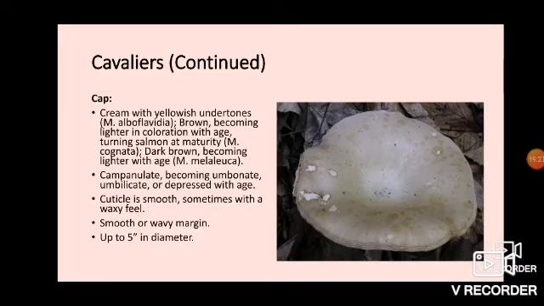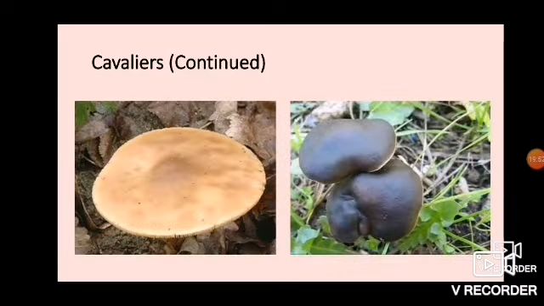These are campanulate when they are young. So if you recall, that's kind of what you expect from a bell-shaped mushroom. And then it becomes umbonate or umbilicate, or deeply depressed in cup shape, with age. The cuticle is smooth, sometimes with a waxy feel to it. The margin is smooth or wavy, and these grow up to about 5 inches in diameter, so a large to medium-sized mushroom.